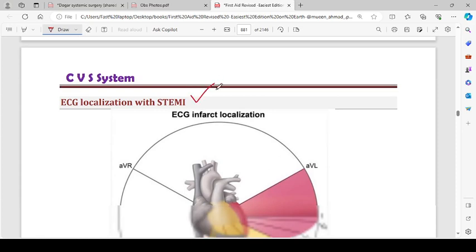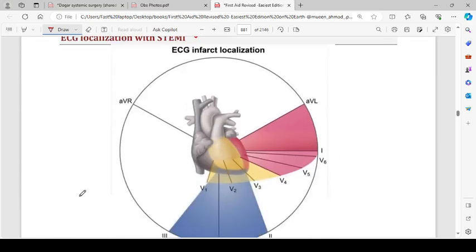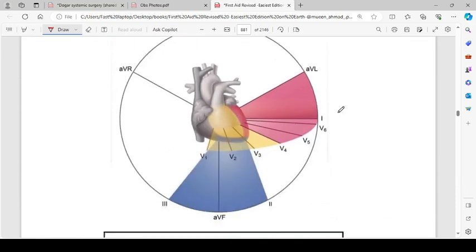ECG localization with STEMI. This lead localization is very important. Firstly, there are 3 main leads: lead AVR, AVL, and AVF. Then leads 1, 2, and 3. In right-sided involvement, leads 2, 3, and AVF will have specific changes. Then we have the leads V1, V2, V3, V4, V5, V6, and AVL.